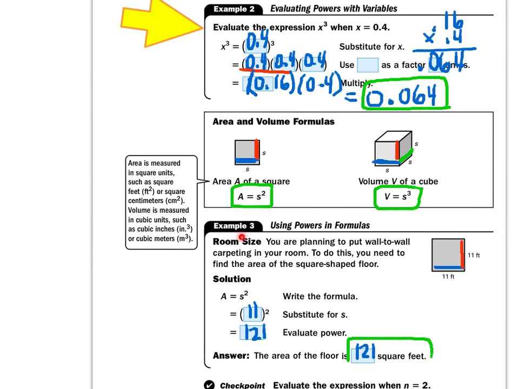All right, so take a look at example 3. It says room size. So you are planning to put wall-to-wall carpeting in your room. To do this, you need to find the area of the square-shaped floor. So I would draw a square and I would label it. They told me that the one edge is 11 feet and the other edge is 11 feet. Of course, that's what makes it a square. They're all the same. So to get the area, I would just do 11 times 11, which is 121. Now, I want you guys in honors to label your answer. This is not just 121, it's 121 square feet.